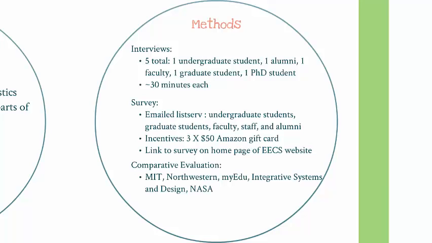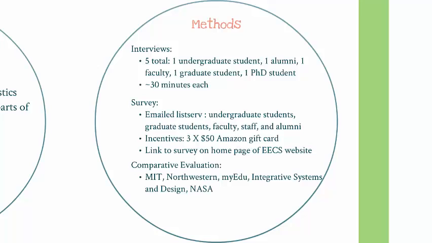Next, we made a survey which was sent out to the listservers of the EECS undergraduate students, graduate students, faculty, staff, and alumni. The survey was also posted on the EECS website to target those users who are not part of the listservers, such as prospective students. We used incentives to increase the amount of respondents with 3 $50 gift certificates to Amazon.